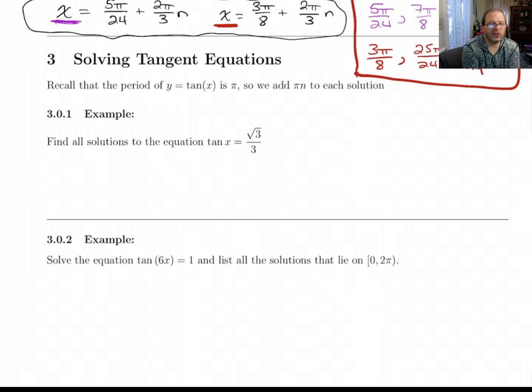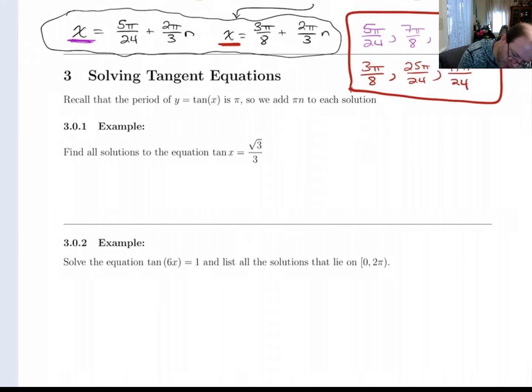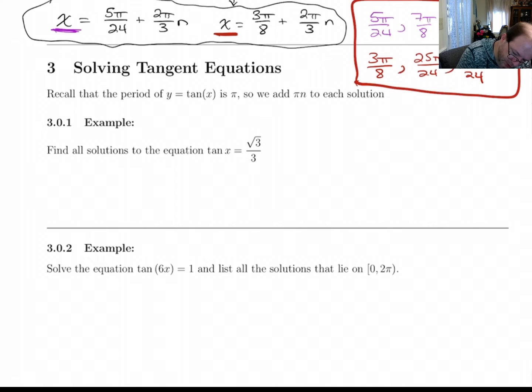All right, let's look at a couple of examples where we're solving tangent equations. On these problems, they're really not any different than what we've done before. It's just one thing I wanted to mention: once you get a solution, you can just add pi onto it because the period of tangent is just pi. So for tangent, instead of adding 2 pi in, you can just add pi in.